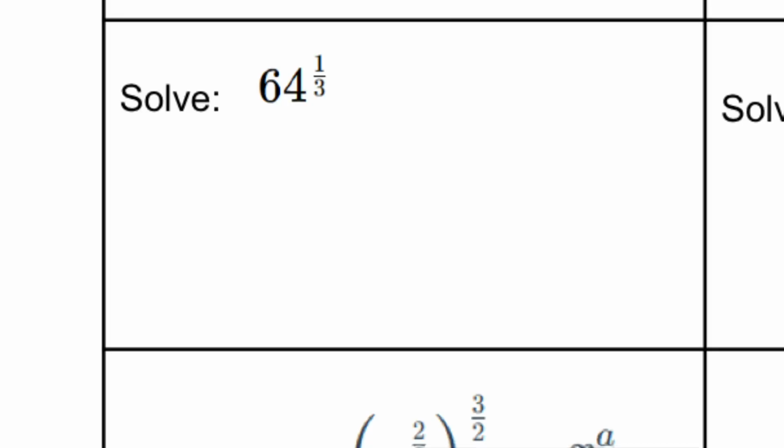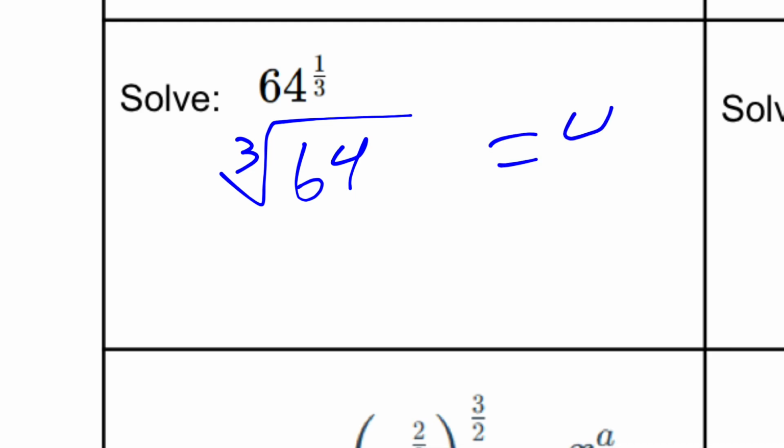When we say to the power of 1/3, that's like the cube root of 64. So what number times itself 3 times is going to give you 64? That answer is 4.